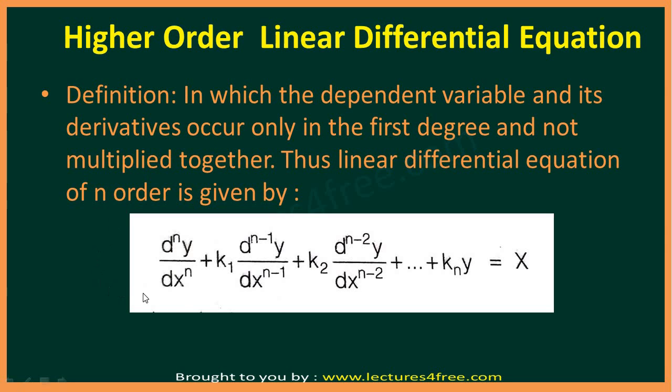So the standard form is like this: d to the power n y upon dx to the power n plus k1 d to the power n minus 1 y upon dx to the power n minus 1, and so on. Here k1, k2, k3, k4, up to kn are the constants.